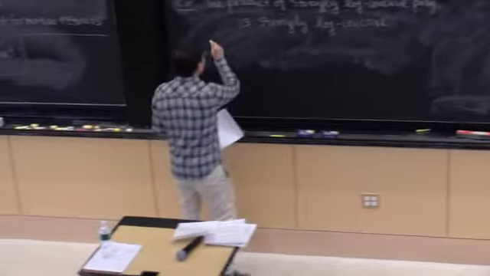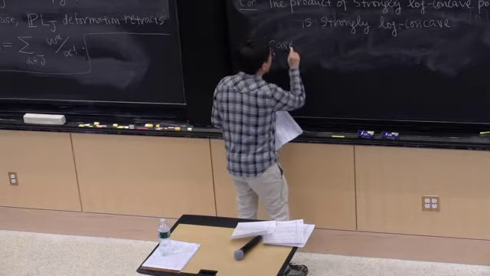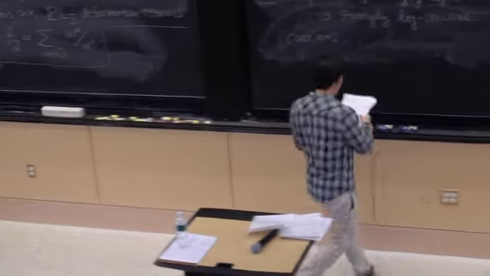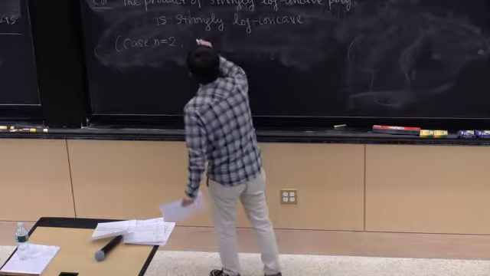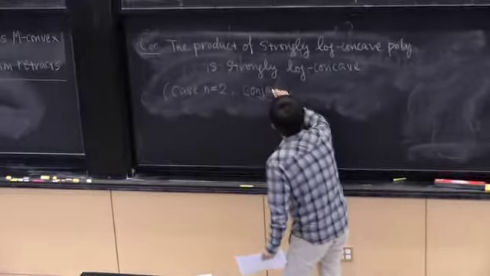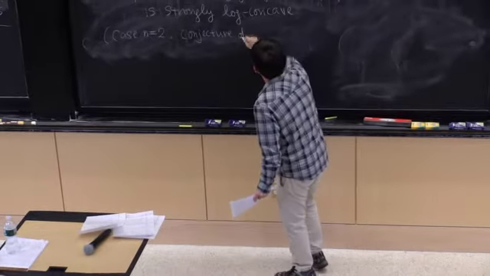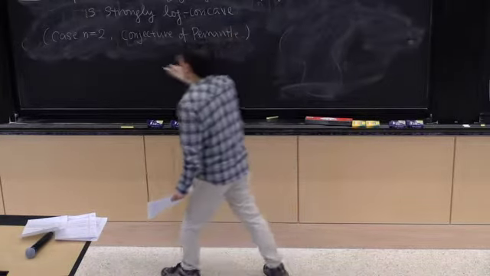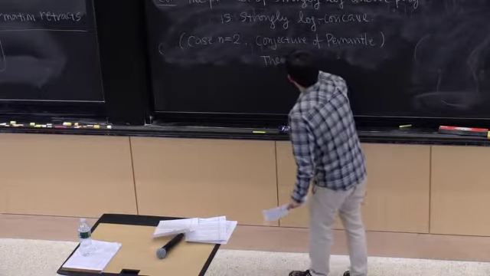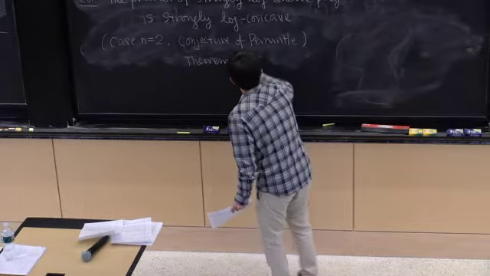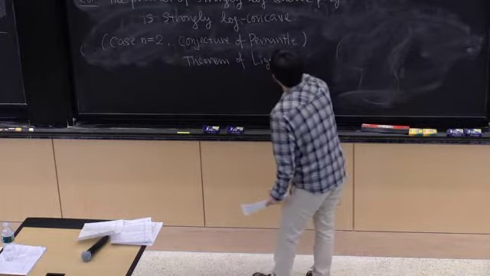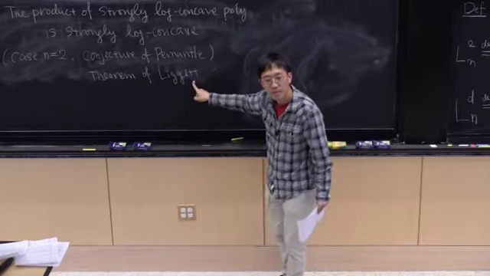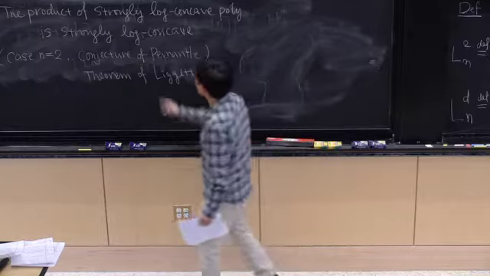In the case n equals 2, the case of 2 variables, it was a conjecture of Pemantle, later proved by Liggett. And this proof is about 10 pages. So that is the case of two variables.